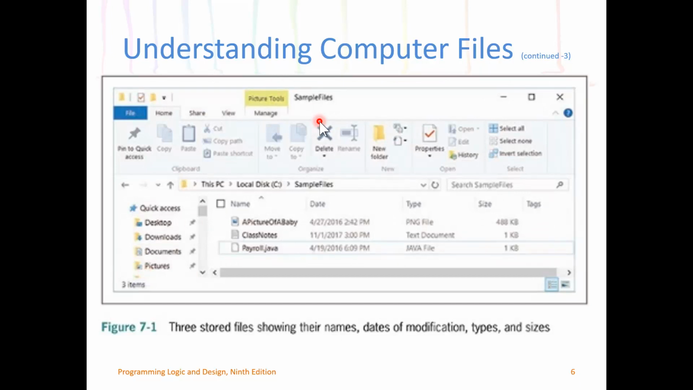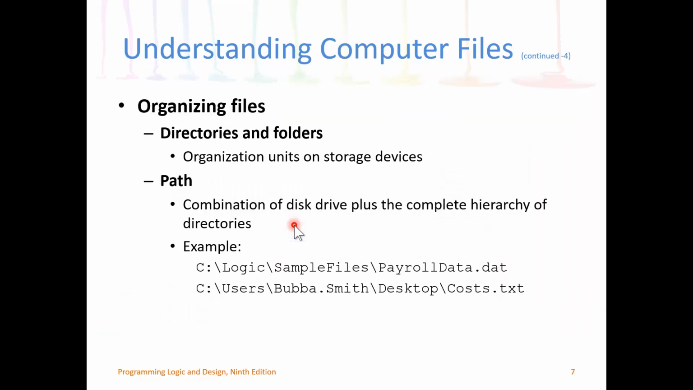Files on a computer have other attributes. They have a date and time. They have a size, how many bytes are stored in them. It has a location on the hard drive, like in this example right here, it's This PC, disk drive C, and then there's a folder called sample files, and these are the three files that are in sample files.